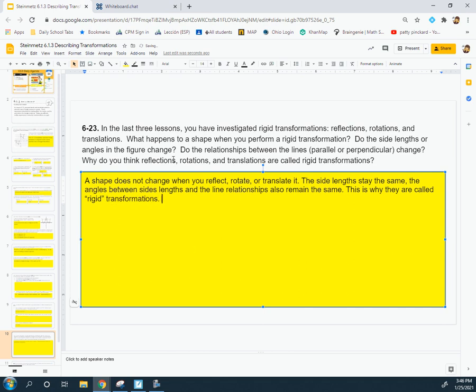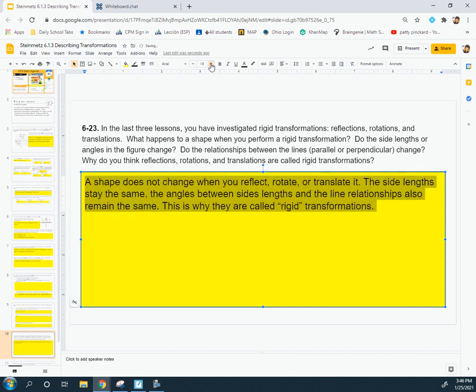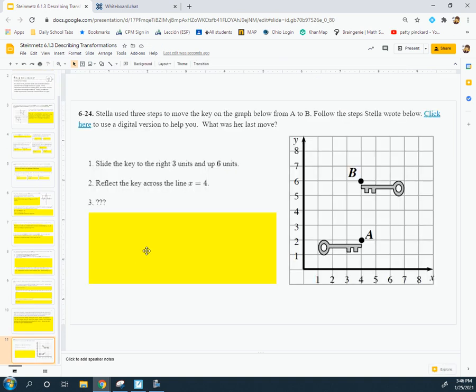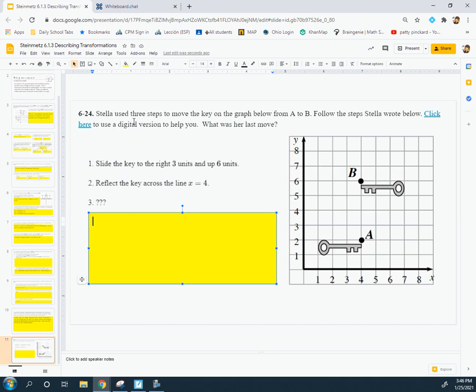When I think of the word rigid, I think of something that doesn't change. So like sometimes if a person is rigid, they're set in their own ways. So rigid transformations are set in their own ways. They do not change. All right, so it says Stella uses 3 steps to move the key on the graph below from A to B. Follow the steps that Stella wrote below. Click here to use a digital version to help you. What was her last move?